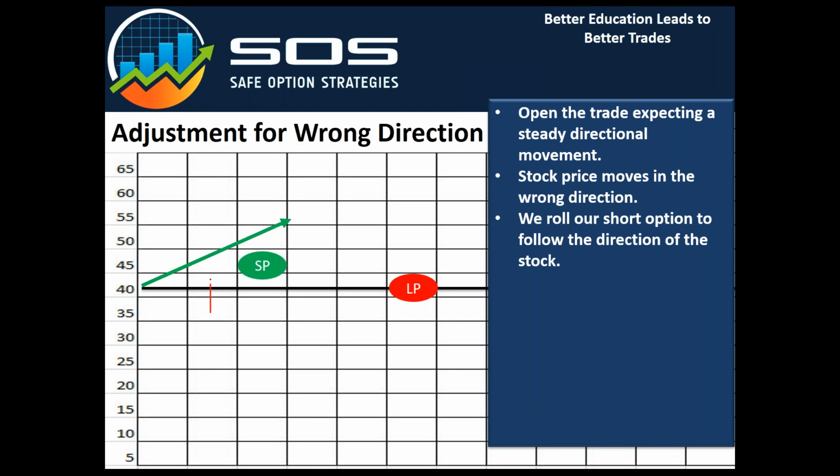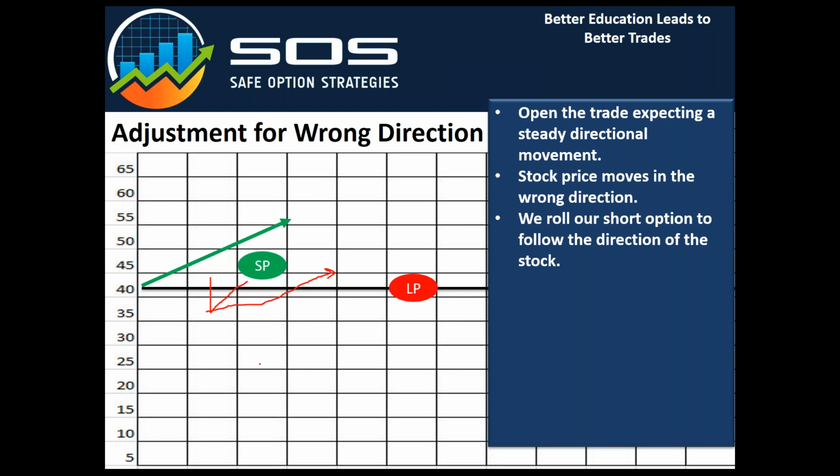Whether you're going to roll it straight up, whether you roll it up and roll it out, whether you roll it up and roll it out a long ways, never roll it farther out in time than you have to get a reasonable credit. I'll talk in a minute about what a reasonable credit is. To get a reasonable credit, never roll it out farther in time than you have to.